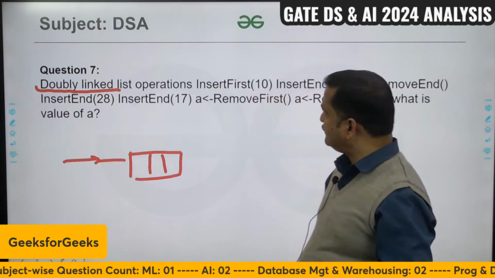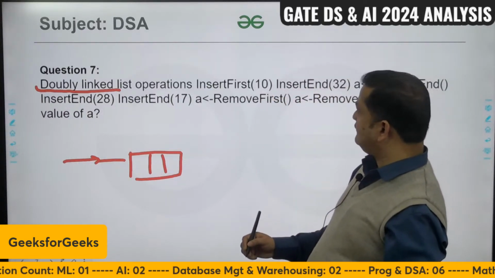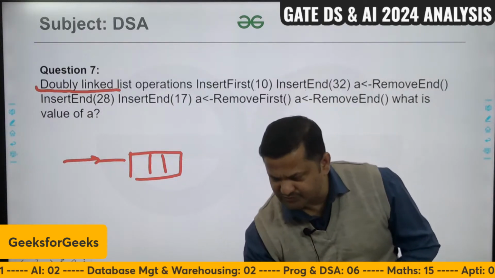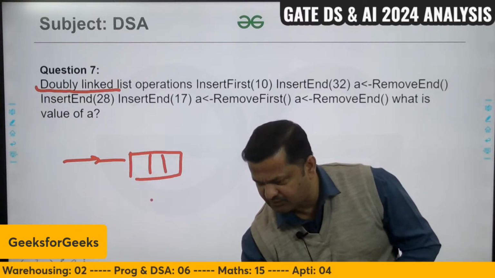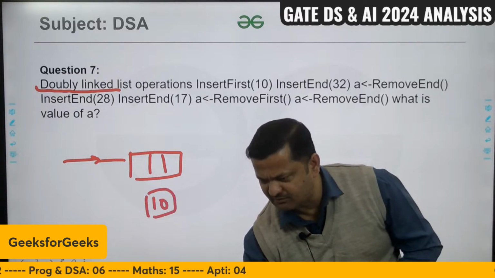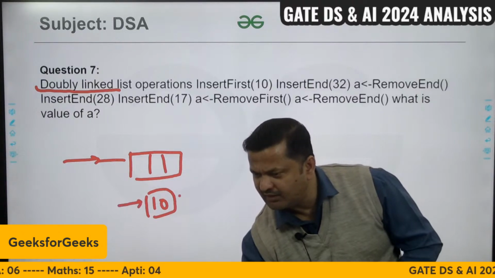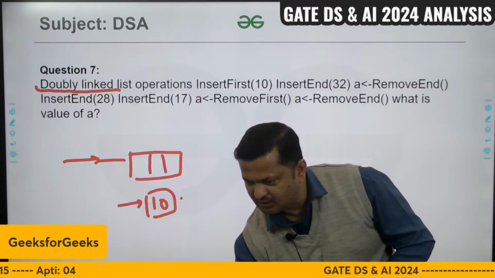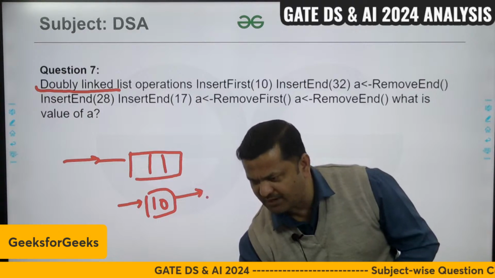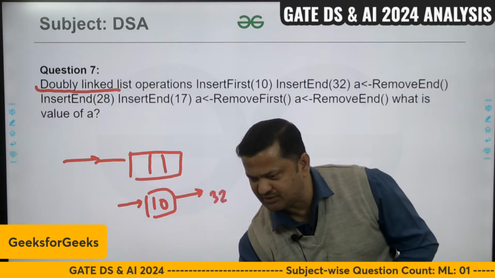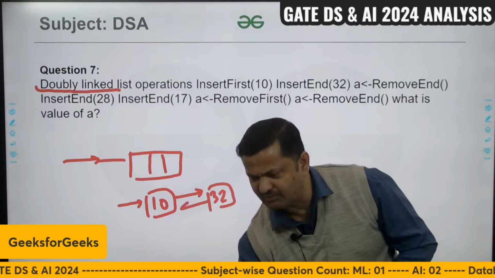So here we have the question: insert first 10. So first we have to insert 10 into that. I'm just going to have a new node. So 10 is inserted over here in this doubly linked list, and then insert 32 at the last. Since 10 is the only node at this particular time, 32 is inserted at the last, and this is pointing back to the 10.